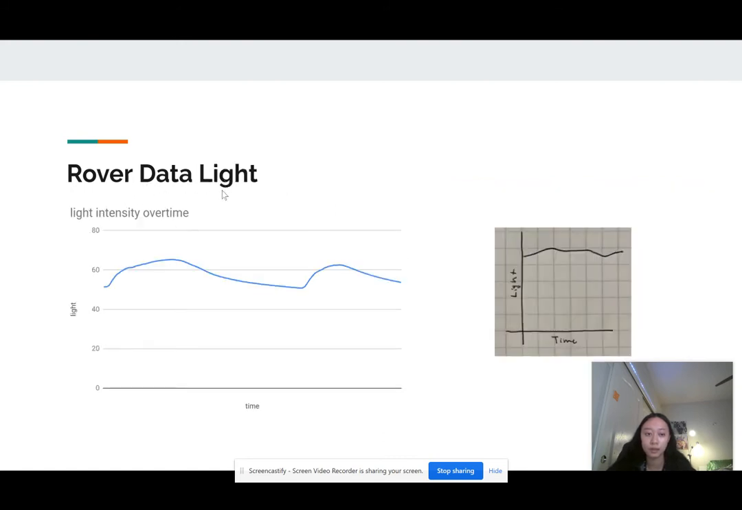In the rover data light over time graph, the light intensity was relatively high, and it also showed a dip, which I corresponded to the Rocky Mountains light graph, since it represented a bright, intense light during the daytime, which is interrupted by occasional clouds, which can be visualized at this dip.